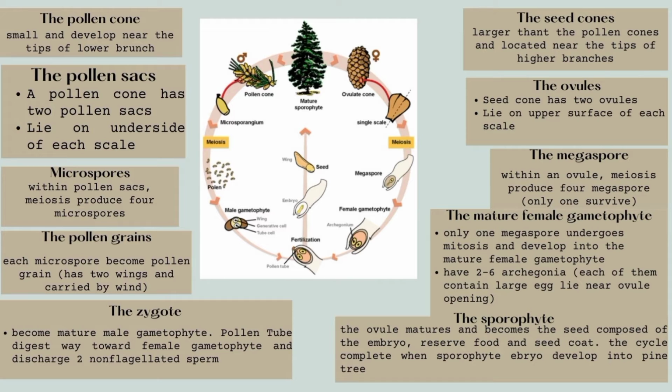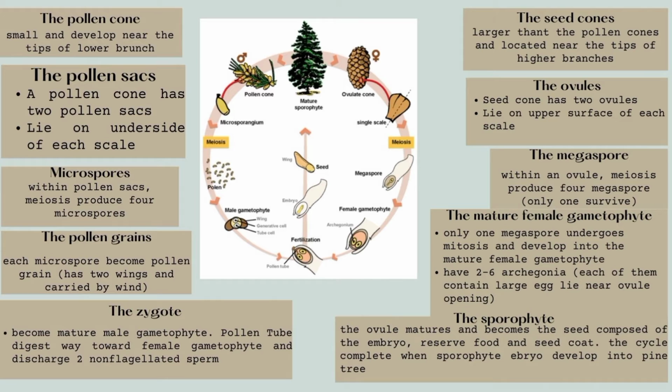The seed cone is larger than the pollen cone and located near the tips of higher branches. The seed cone has 2 ovules, lying on the upper surface of each scale. Within an ovule, meiosis will produce 4 megaspores, but only one will survive. The one that survives will undergo mitosis and develop into the mature female gametophyte and have 2 to 6 archegonia. Each of them contains a large egg lying near the ovule opening.